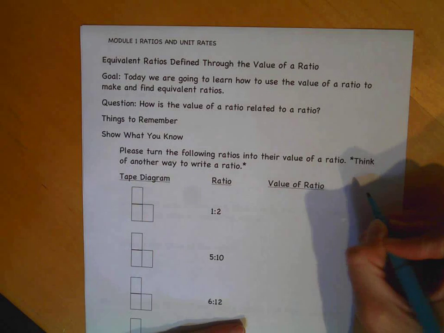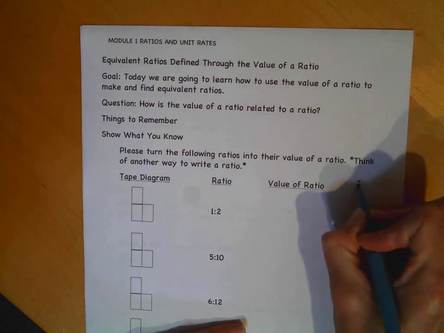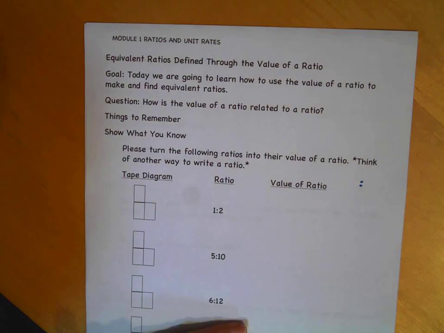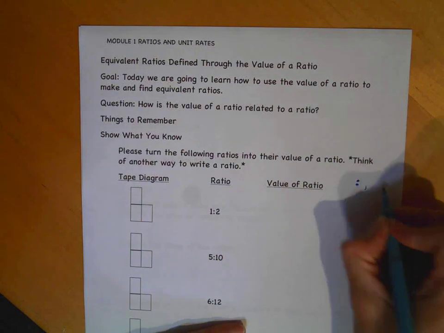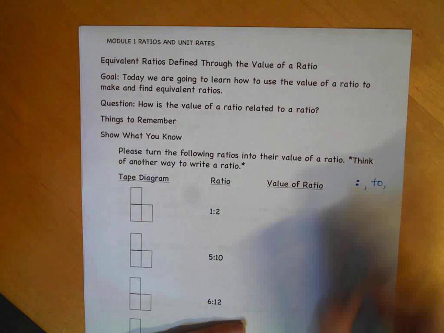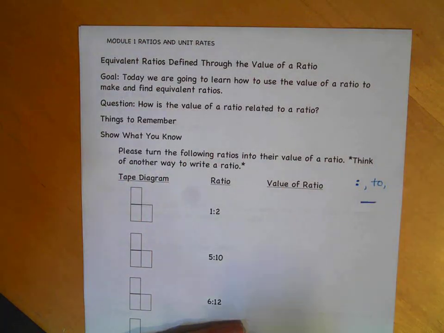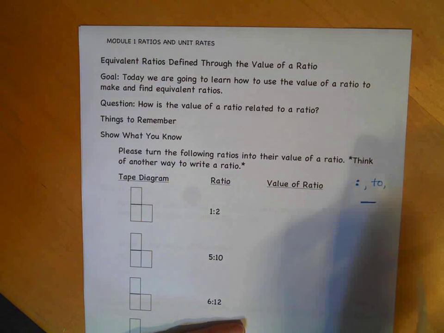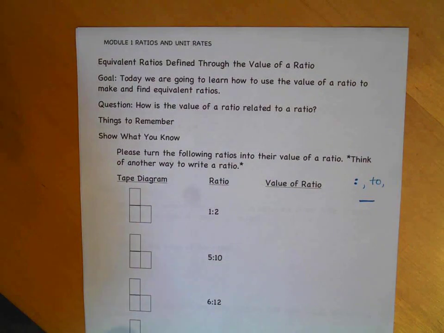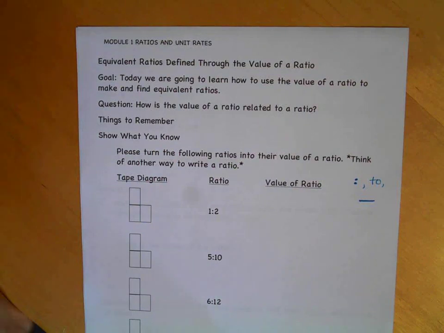One of the ways that we have been working a lot with is when you write a ratio, you use a colon. Another way to write a ratio is to use the word to. And then the third way to write it is using a fraction bar. Here is something compared to something. So for those of you who didn't get the hint, the value of a ratio is your ratio written in fraction form or with the fraction bar.